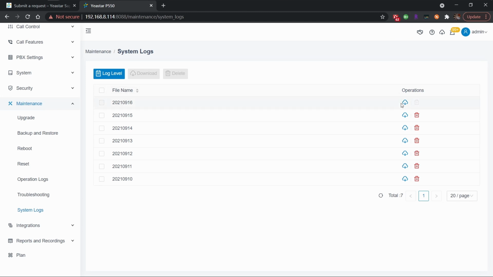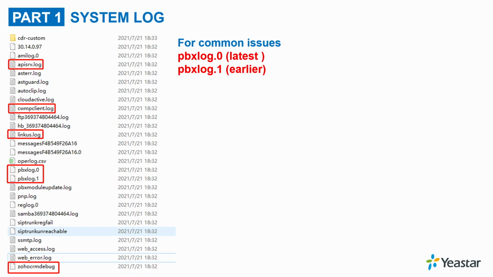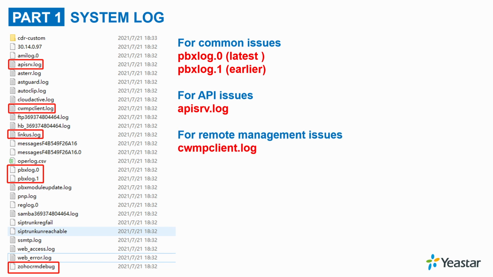And then we can download the system log. Our system log contains a lot of files. For common issues, we check PBX log 0 and PBX log 1. And for API issues, we check the API server.log. And for remote management issues, we will check the CWMP client.log. And for issues like Linkus, obviously we will check the Linkus log.